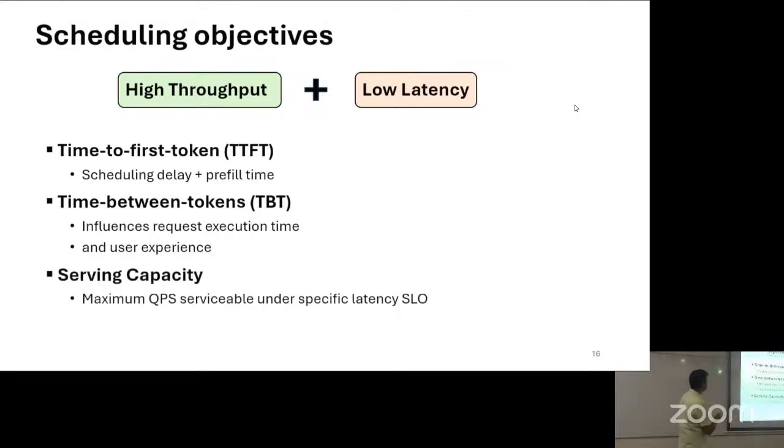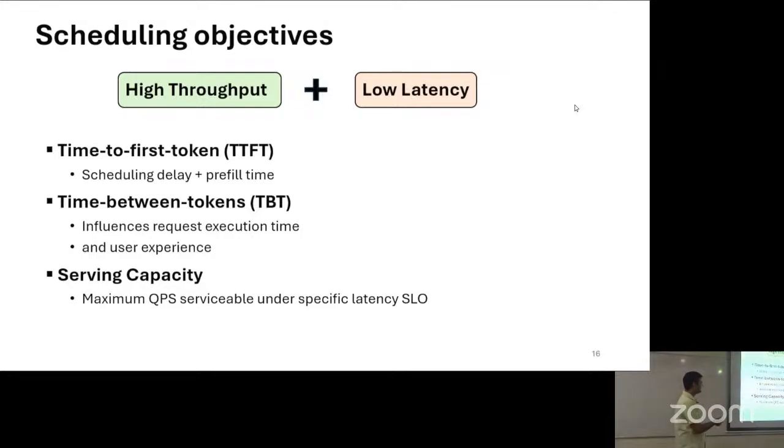So we want to minimize both of these, time to first token and time between tokens, to improve user experience. But at the same time, we want to service the maximum load that we can, because this is a throughput metric, serving capacity. Like how many requests can I process per second, for example, while meeting certain targets on TTFT and TBT. Let's say my target can be, I want to provide the first token back to the user within 2 seconds, and successive tokens should not take more than 100 milliseconds each. We can define our latency targets in that sense.